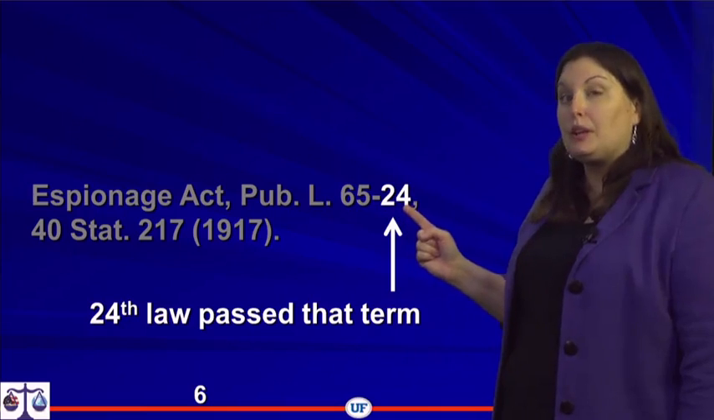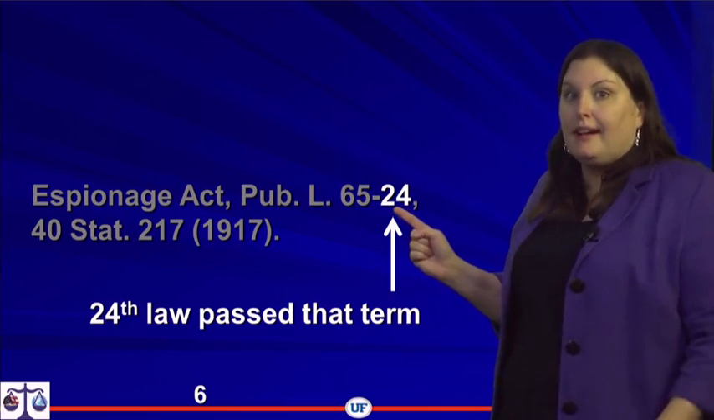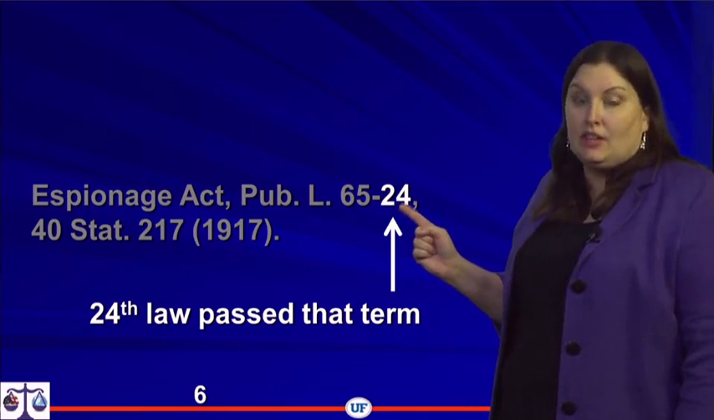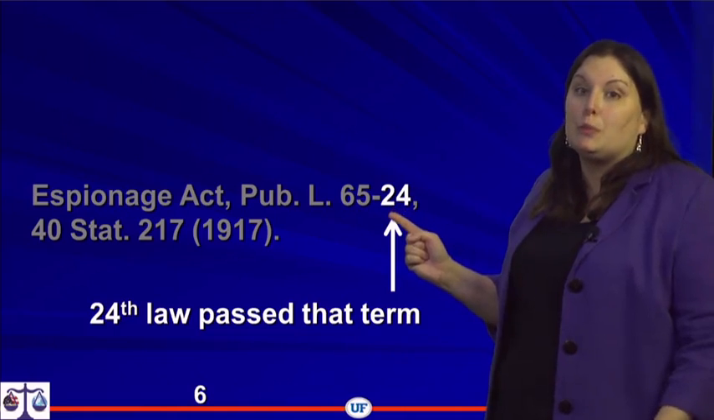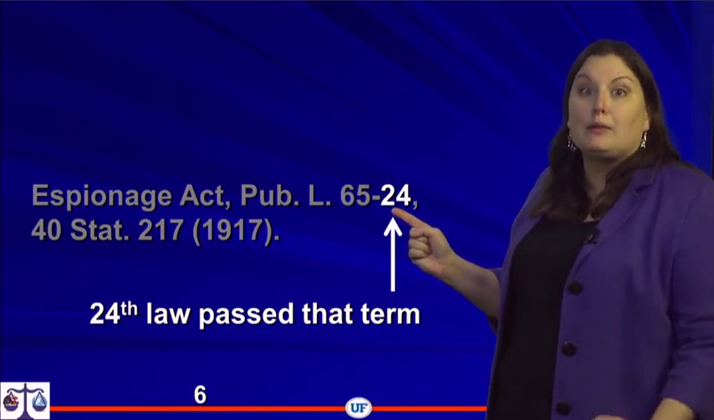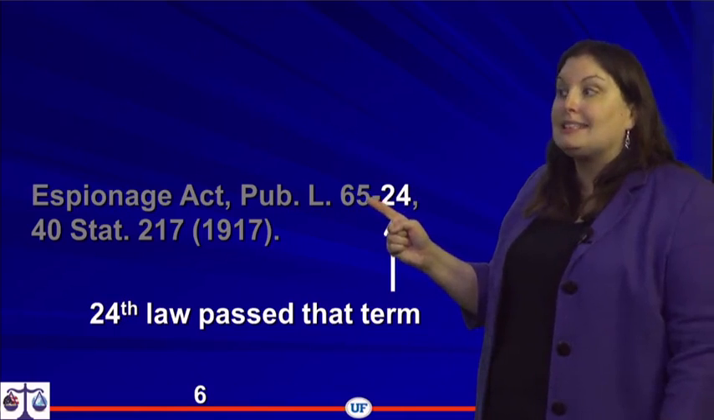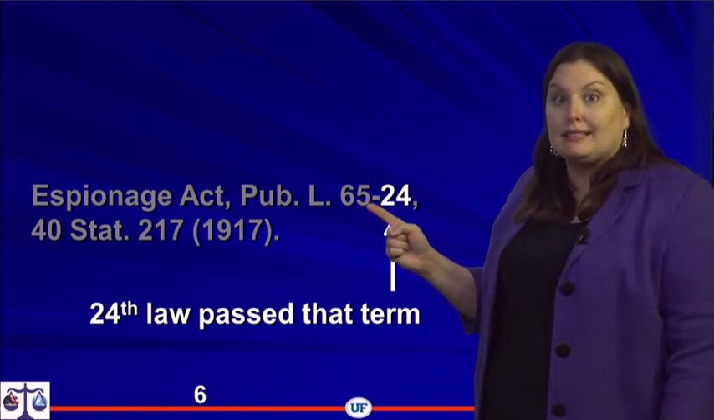So then we go to 24. As we discussed in the publication video, public laws are numbered chronologically. So this was the 24th law that was passed in the 65th term of Congress.